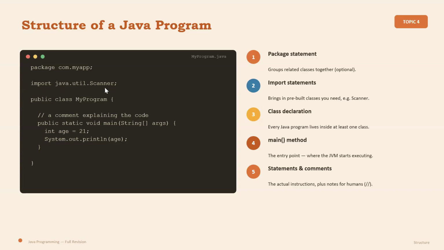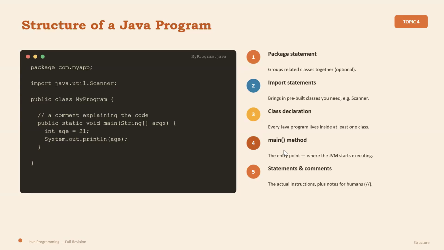So a class is a main container for Java code. And the next one is a main method. The main method is known as the entry point of a Java program. So when a program starts, the JVM, Java Virtual Machine, looks for the main method first. The JVM begins executing the program from this method.